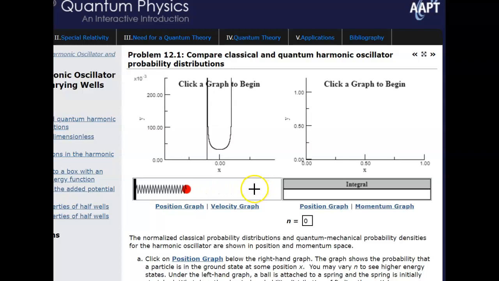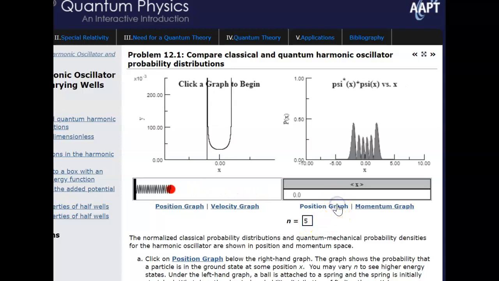It's going slower. So then let's look at the correspondence principle. So we should see a similarity between the quantum probability distribution and the classical probability distribution, at least for high enough energies, maybe not for the ground state. Now, let's look at the position graph.